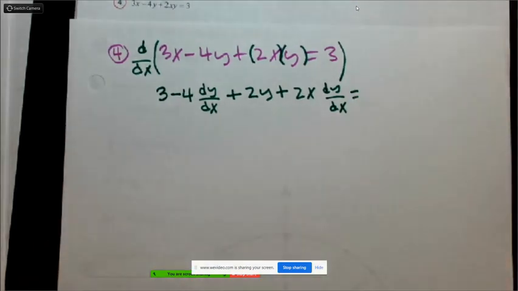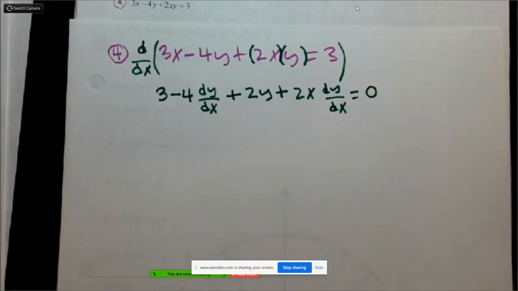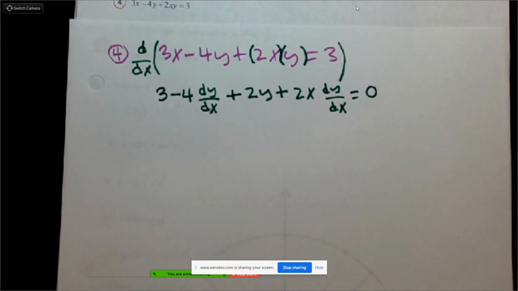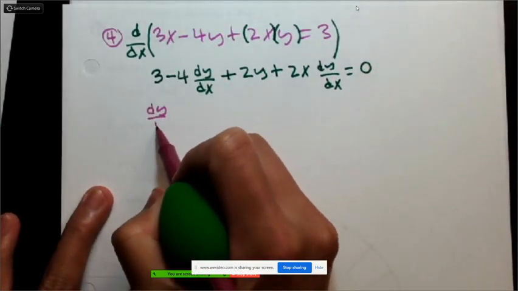What is the derivative of 3? 0. And if you're going, can I add dy over dx? You may, but if I'm going to multiply by 0 in the end, do I need that? No. So let's go ahead and factor out dy over dx. So I'm going to do 2 things at the same time. Let's factor out dy over dx first.